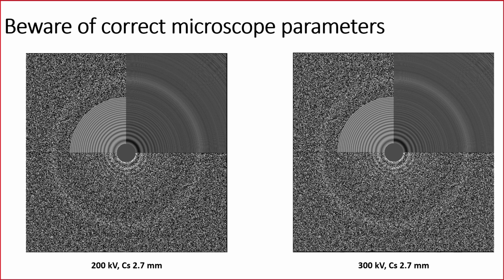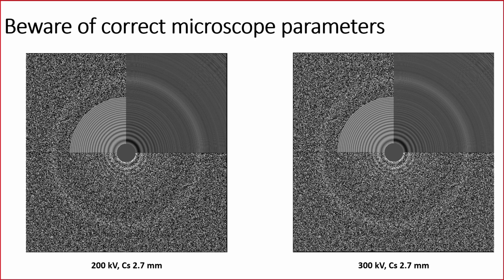And the last thing, beware of the correct microscope parameters. As we said, not only the focus is the constant that affects the contrast transfer function, but it's also the wavelength of the electrons, which is connected by the de Broglie equation to the acceleration voltage. And the interesting thing that we will find out is that you can fit CTF very well with the wrong settings of the microscope.